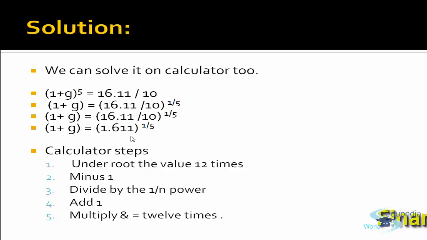There is no logic behind these steps. Don't ask me what the logic behind these calculator steps is. However, this is just a jugaad way to find the value. So what you have to do is take the square root of that value 12 times.